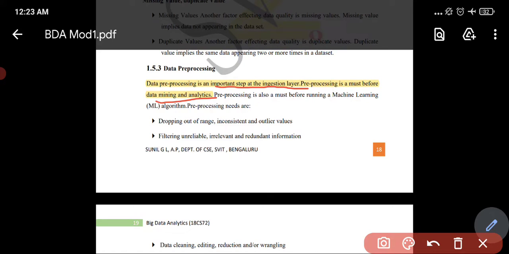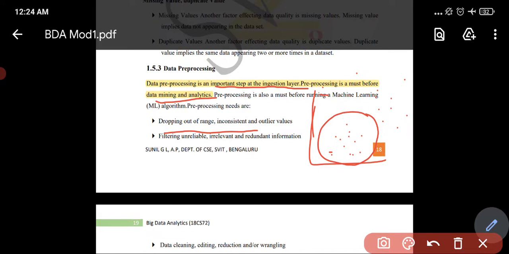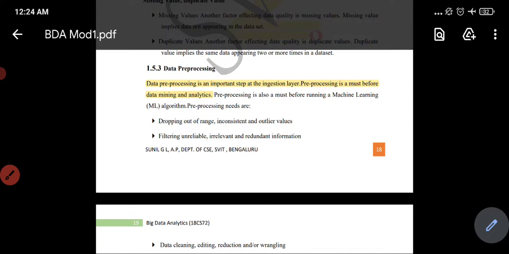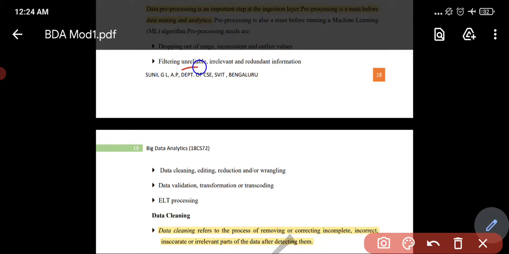So what do we do in this pre-processing? We drop out of range or inconsistent outliers. For example, say these are all the graph points you have, and you have a few values outside the graph. What you will do is consider these values and remove this extra or unrelated data. That is nothing but dropping out of range, inconsistent and outlier values. Then filtering irrelevant, redundant information, data cleaning, editing, data validation and ETL processing. That is done.